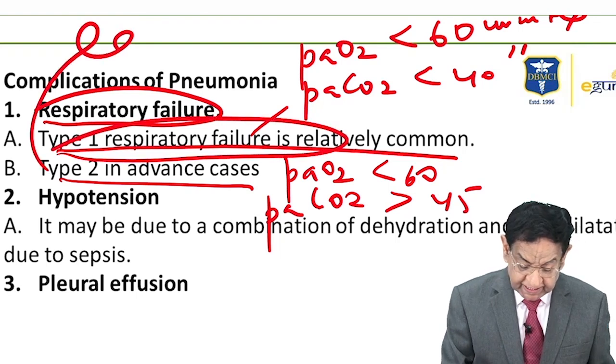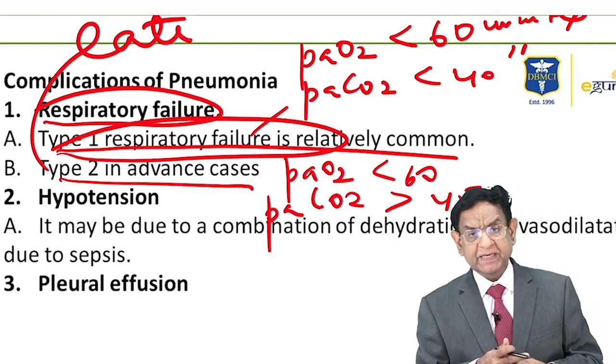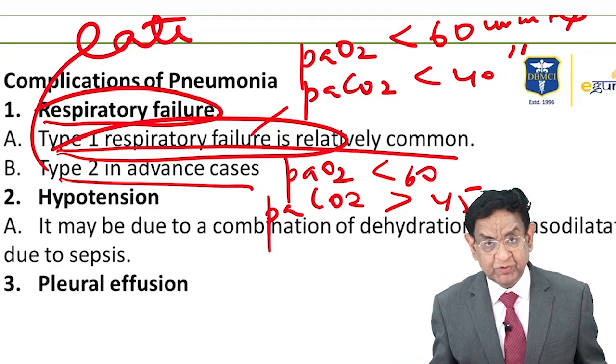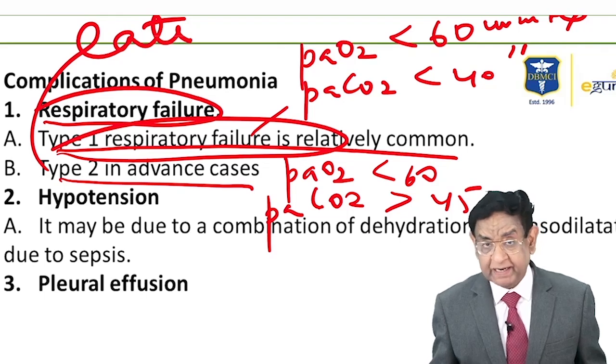But remember, type 1 is the usual finding. Type 2 is a late finding. So that means the terminal case. That means even when you have done ABG, you can come to know whether you are dealing with the acute case or the terminally ill patient.